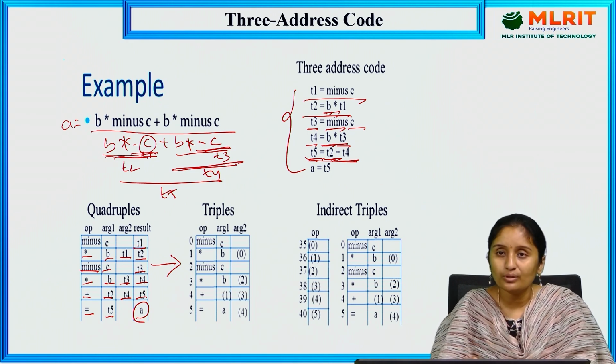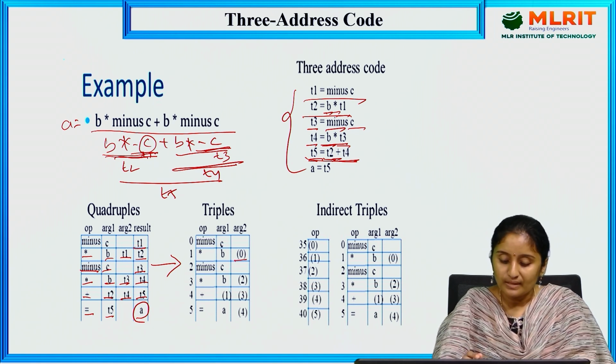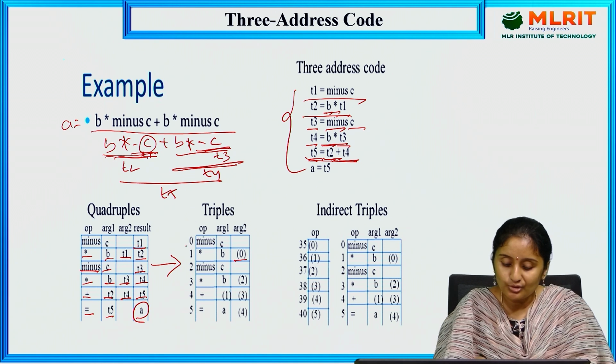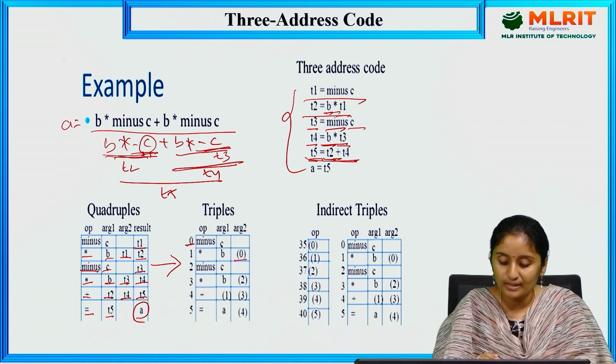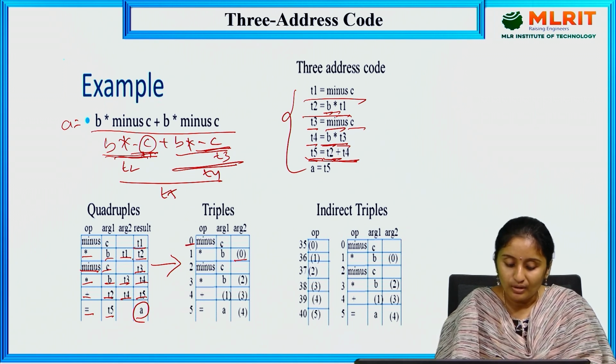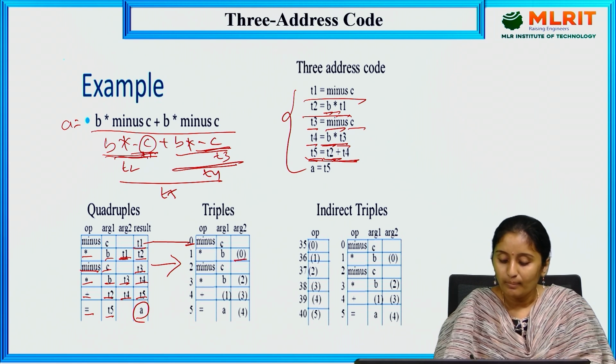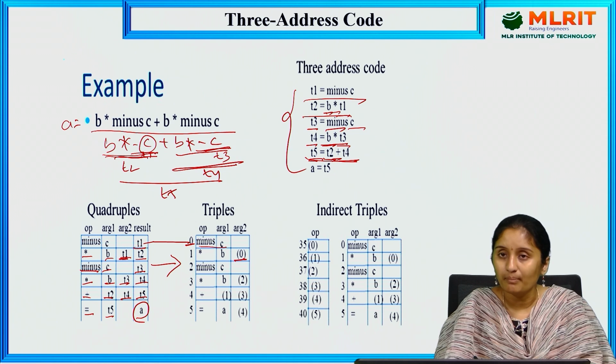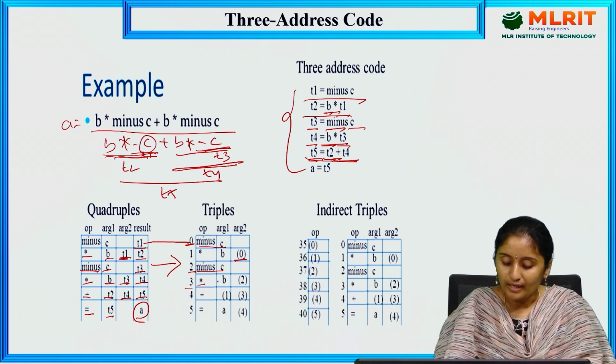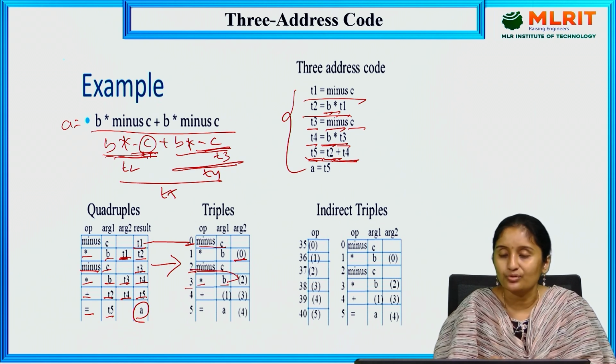We are going to store the result in the indices, in the positions itself, and we are going to use it. See here, T1 is stored in the 0 index. Now, instead of T2, what are we going to have? B into T1. T1 is nothing but the 0 index. So, B into 0 index, and 0 index is nothing but minus C. Next, T2 is nothing but the second position minus C. And the third position is into B. This one we are going to use.